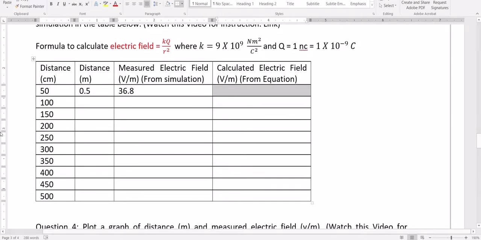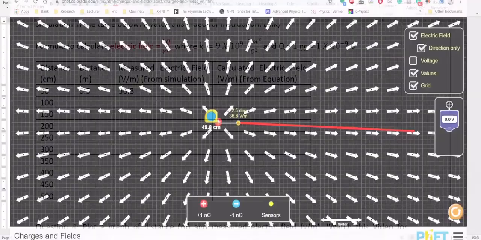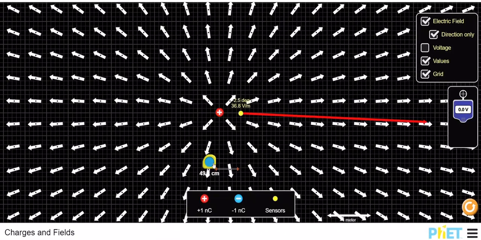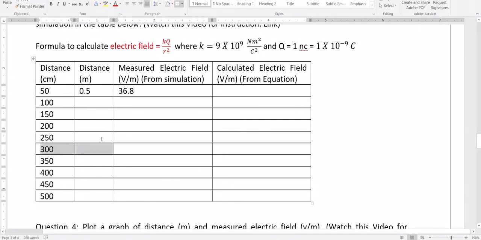Okay, let me measure one more value. Let's say about 300 centimeter. Open the PhET simulation. I'm not going to use this tool here. What I'm going to do, this represents the 1 meter, 2 meter, and 3 meter, because this is 50 centimeter, 1 meter, 2 meter, and 3 meter. What's the value I'm getting? It is 1 volt per meter. So come to the table and write down the 1, and the unit is already given, volt per meter. And then what is the distance in meter? It is 3 meter. That's it.